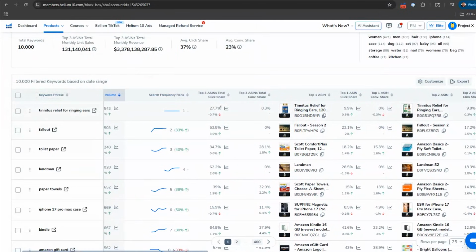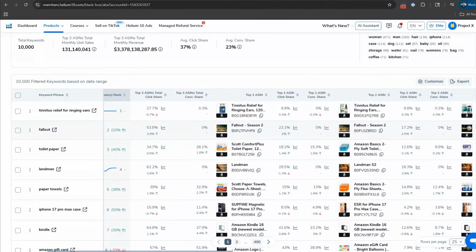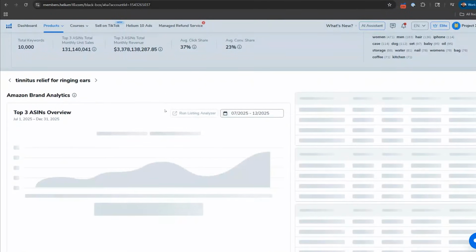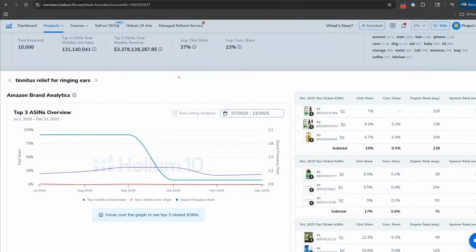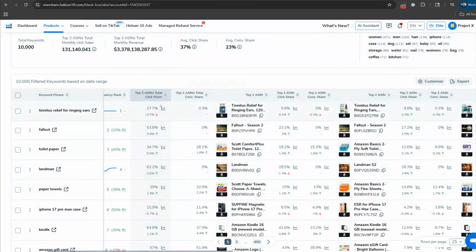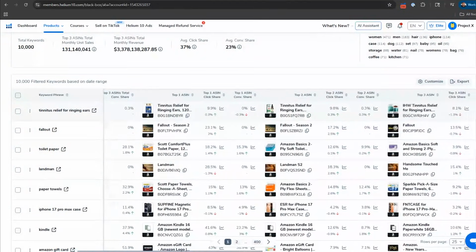What I can see here is the Helium 10 search volume, and also what's called the search frequency rank. This is direct from Amazon. If the search frequency rank is 2, that means it was the second most searched, etc. Now here I have some data points. Total click share means, of the top 3 ASINs, how much of the total clicks these top 3 products make up. And I can actually see that here.